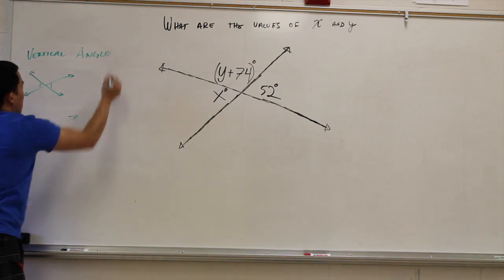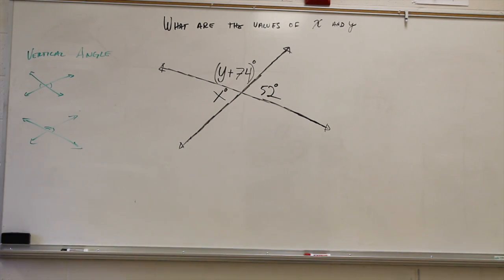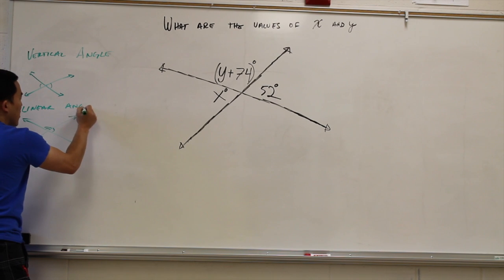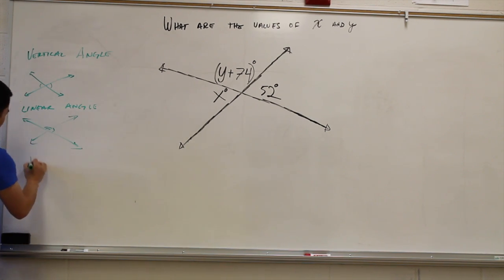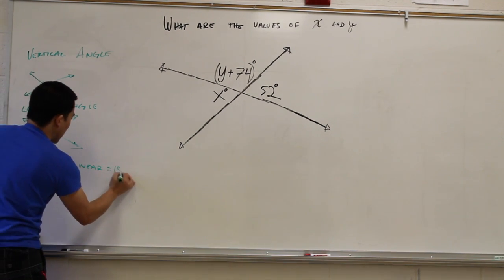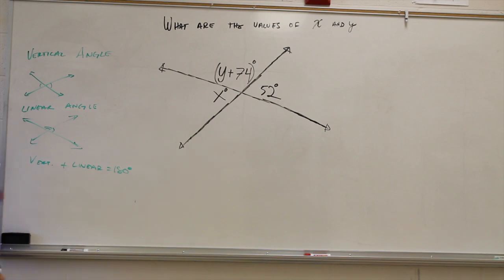What else? Does it mention anything else that looks like two lines crossing? There's another diagram where I have two lines crossing, and the angles this time are next to each other. And it says this one's called a linear angle. Yeah, for sure. Underneath it says that the vertical plus the linear is equal to 180 degrees. Good. That's good to think about, because if you notice in the picture you have, it looks like you have a vertical and a linear.